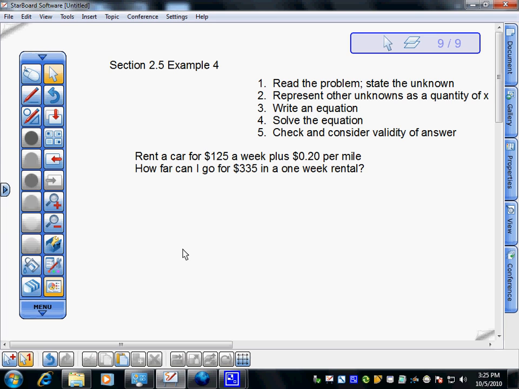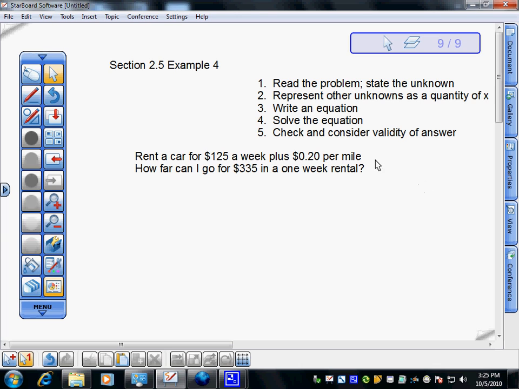We have another fun word problem to decipher here. The problem reads, Rent-A-Heap agency charges $125 per week plus 20 cents per mile to rent a small car. How many miles can you travel for $335? Well, we'll assume that's how many miles you can travel in 1 week for $335.